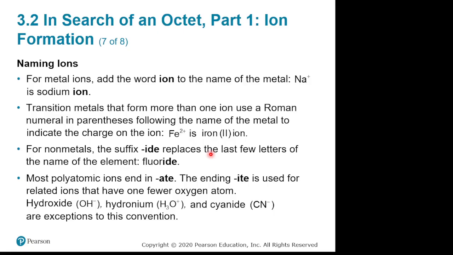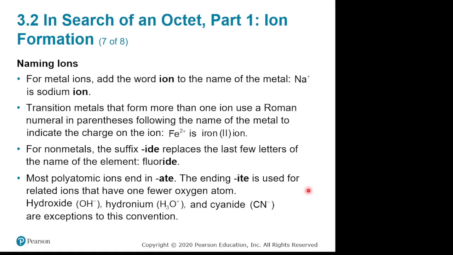For nonmetals, the suffix "ide" is going to be what replaces the last few letters in the name of the element. You've already caught me doing this a few times. For example, chlorine goes to chloride. Okay? Fluorine goes to fluoride. Sulfur goes to sulfide. Right? And that tells you that's the negatively charged anion. Okay? Even hydrogen, by the way, if you were to do hydrogen as a negative ion, would be hydride. So, still the same rules.